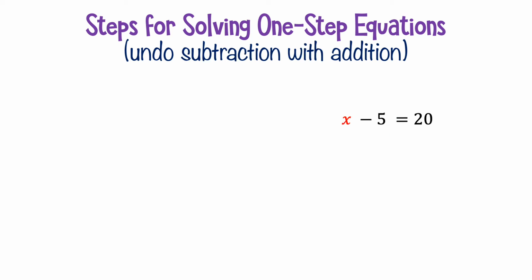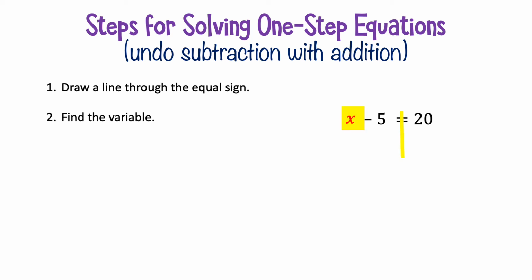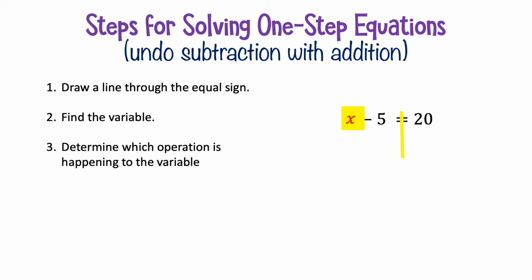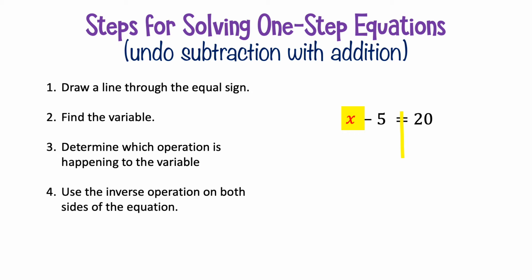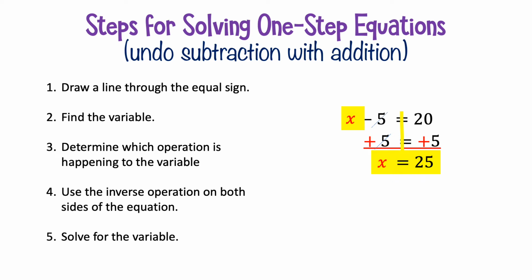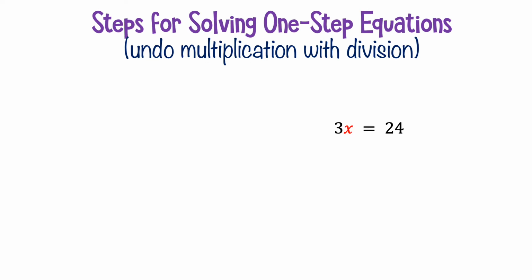And we follow these steps every time that we solve one-step equations. We're going to draw a line through our equal sign, find our variable. We're going to look at the operation that's being used with our variable. We're subtracting 5, so we're going to use the inverse operation of addition to solve this problem. We add 5 to both sides and solve. The 5's cancel out, and x equals 25. Next, we can substitute 25 in to check our answer. 25 minus 5 is 20.